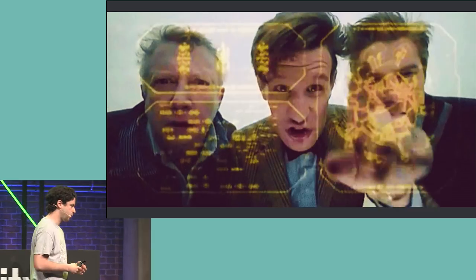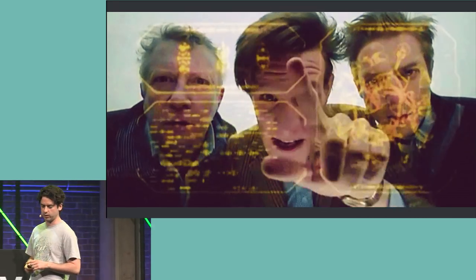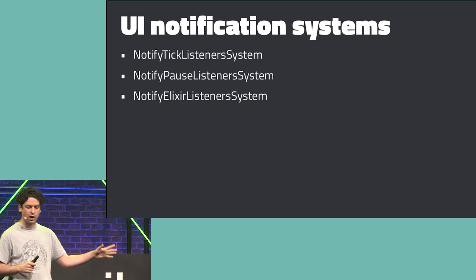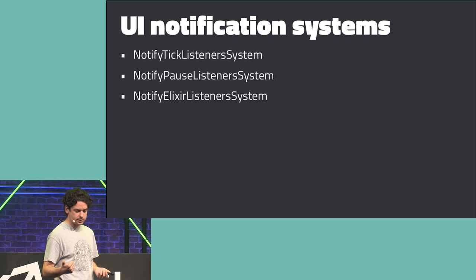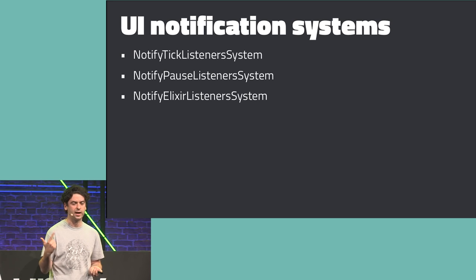OK, so I spoke about simulation. What about the UI? So how does it change, actually? And in this case, as I promised before, I would like to talk about notification systems. We have three of them: notify tick listener system, notify pause listener system, and notify elixir listener system.